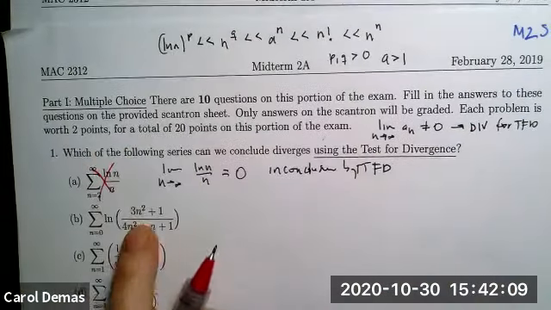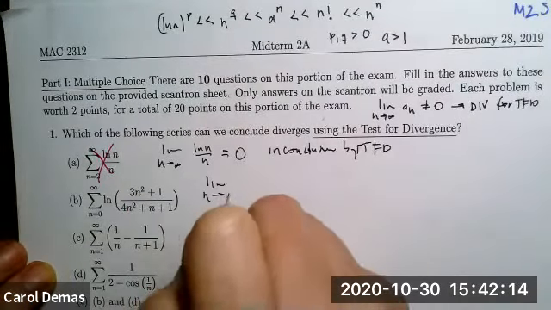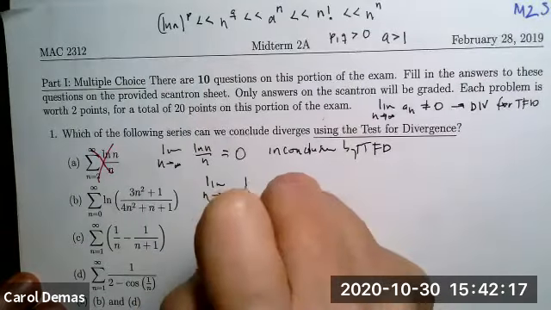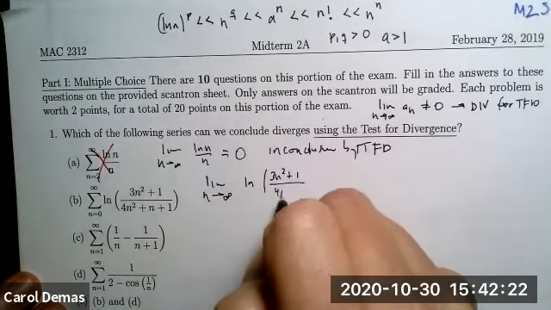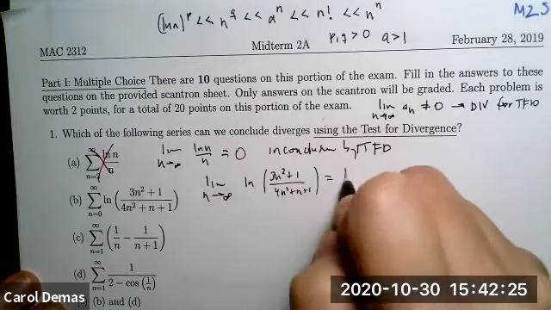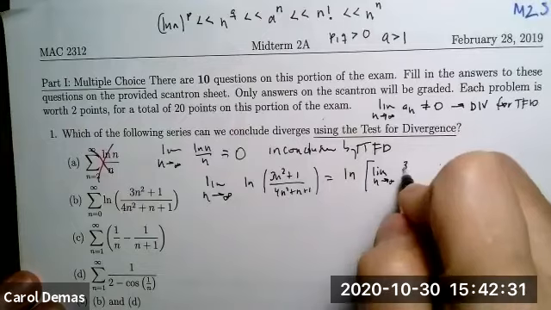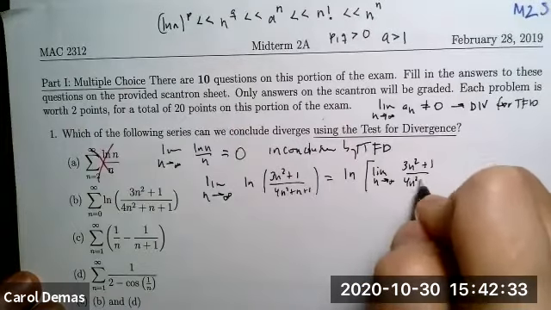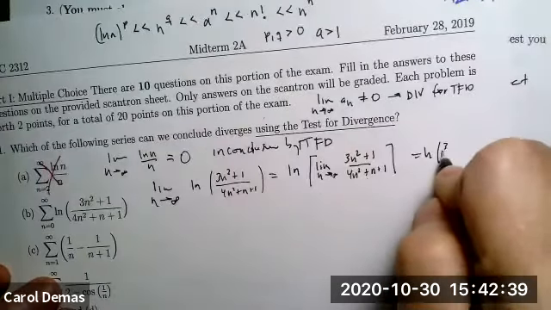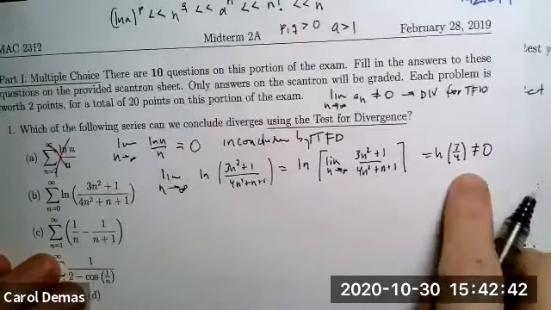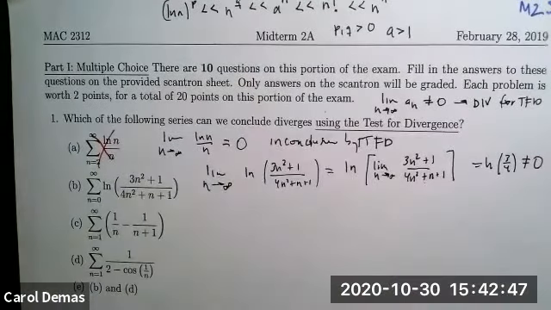That's not the answer. What about this one? The limit as n goes to infinity of the log of this stuff is the same as the log of the limit of this polynomial over a polynomial that has the same degree. And you know this limit's going to be 3/4. So the log of 3/4 is not 0. So does this show us divergence by the test for divergence? Yes. So B is a yes.